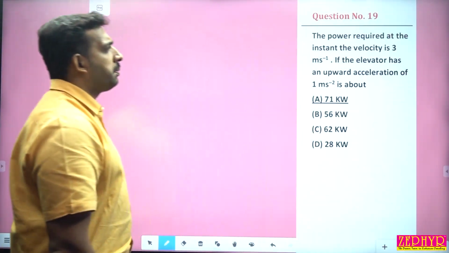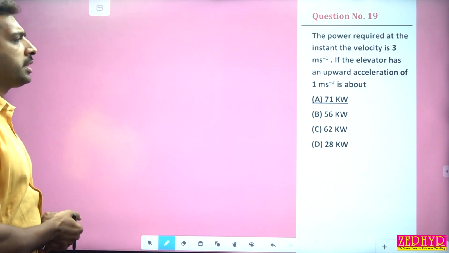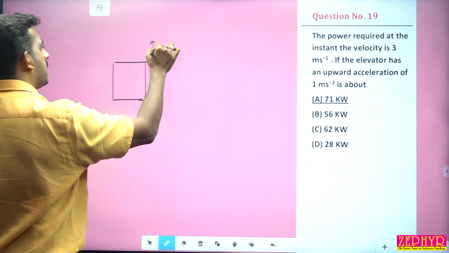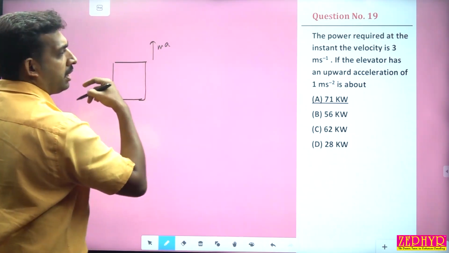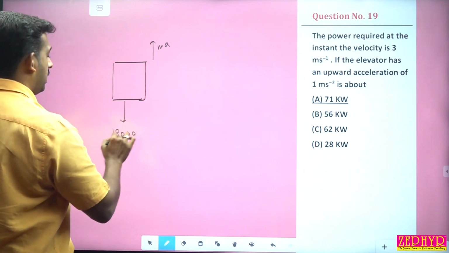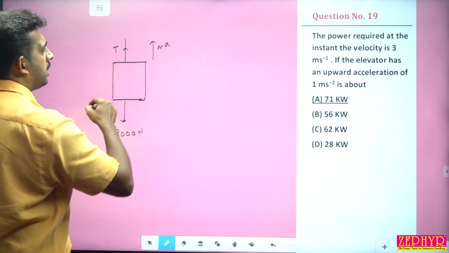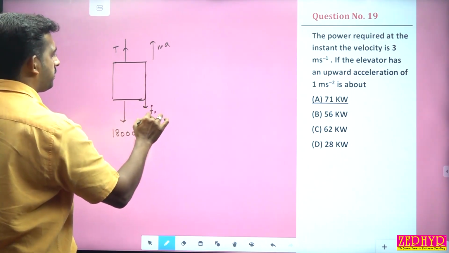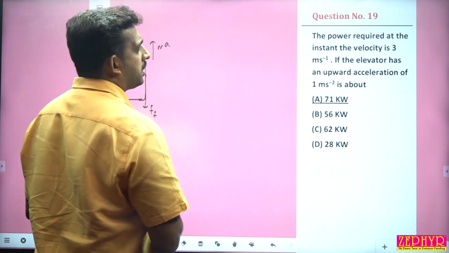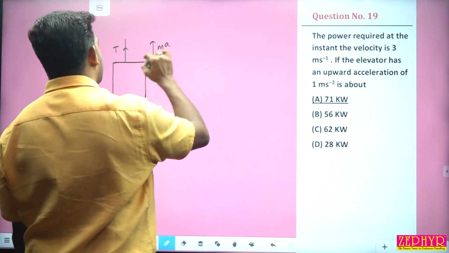Next, the power required at the instant the velocity is 3 meter per second, when the elevator has an upward acceleration of 1 meter per second square. So the elevator is moving upward with an acceleration of 1 meter per second square. The downward weight is 1800 into g, that is 18,000 Newton. The upward tension in the cable is T. Then it has a frictional force acting in the downward direction, FF. So we need to calculate the power required at the instant the velocity is 3 meter per second, given an acceleration of 1 meter per second square.